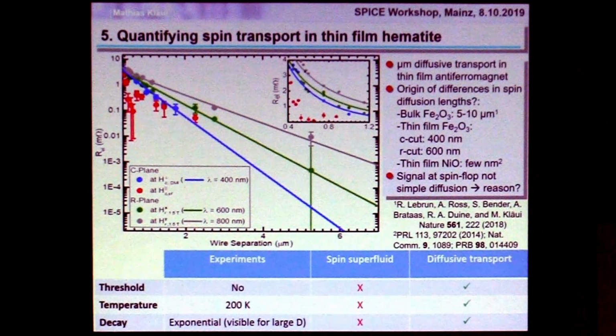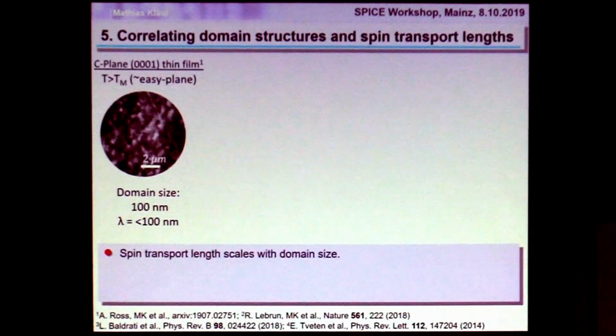One of the things that we thought was, well, can domains play a role? There has been some nice theory work by the group of Arne Brataas, and also some other theory papers, showing that magnons, because we have magnonic spin currents, can be affected by domain walls and can be scattered from domain walls. So let's check what the domain structure looks like in these different materials that we have.